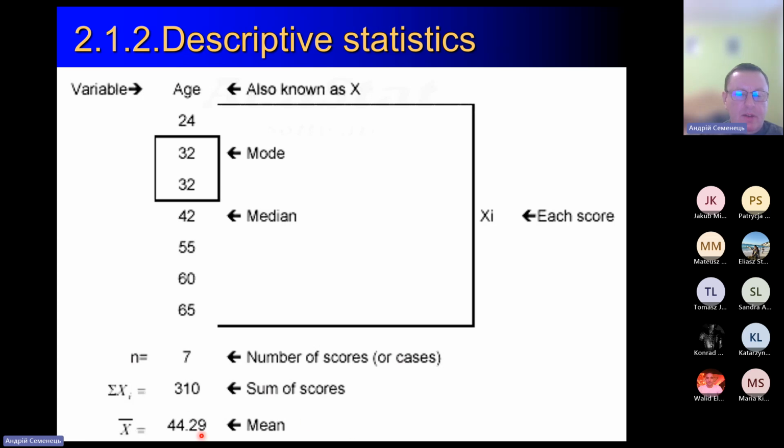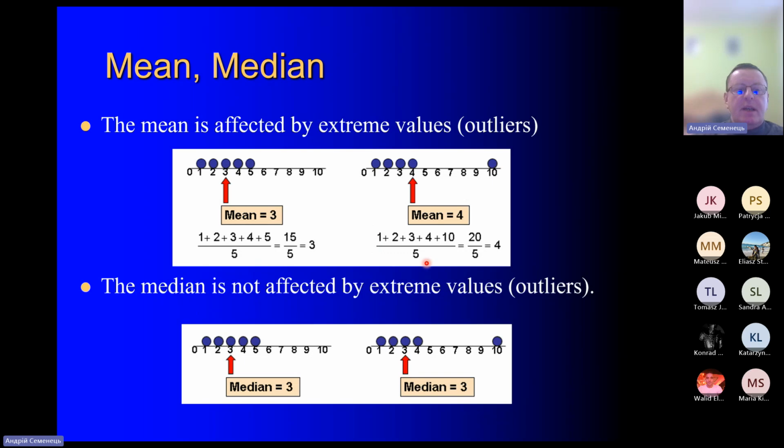We have the sum of scores, and of course we have the mean. Here we have an even number of cases, so we have a clear median, which divides our data set in half. And here we have the mode. We have two items which are repeated, so these will be the mode of our data set.